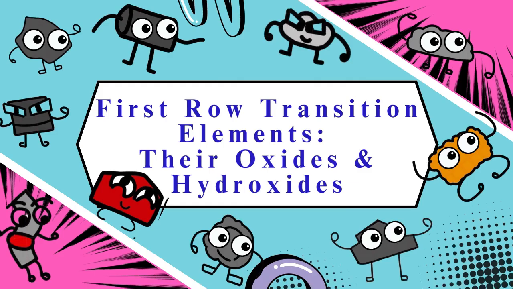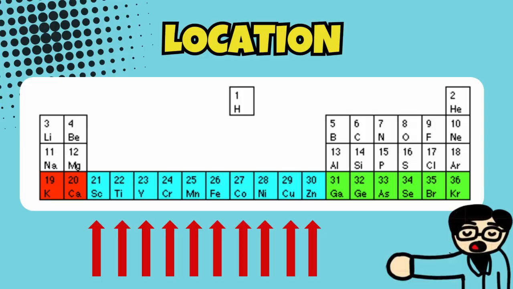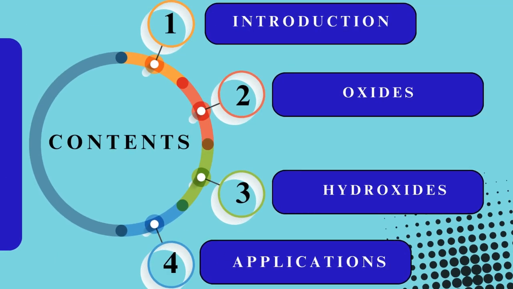We'll discuss the first row transition elements and their oxides and hydroxides. In this video, we will talk about the introduction of first row transition elements, and then their oxides and hydroxides, and lastly about the applications of the first row transition elements.